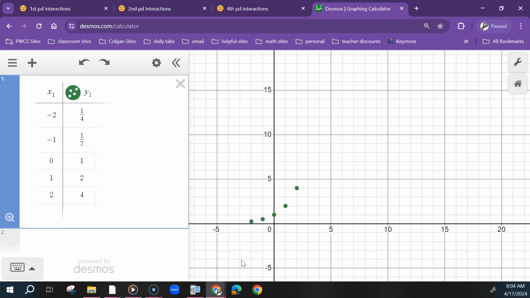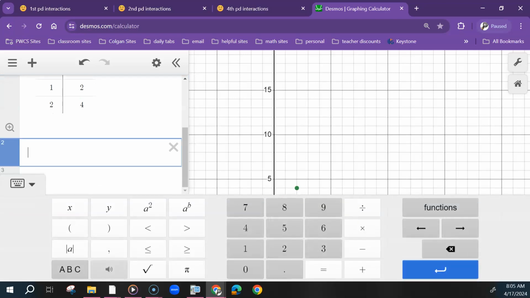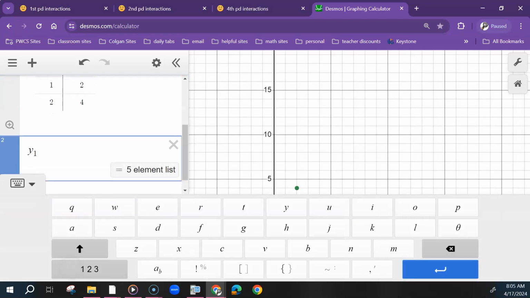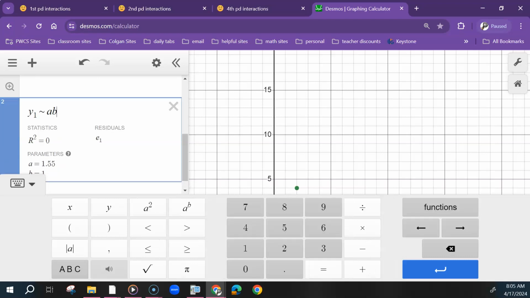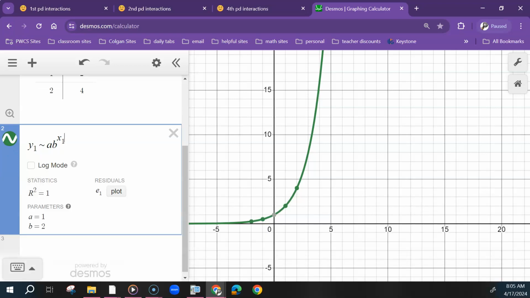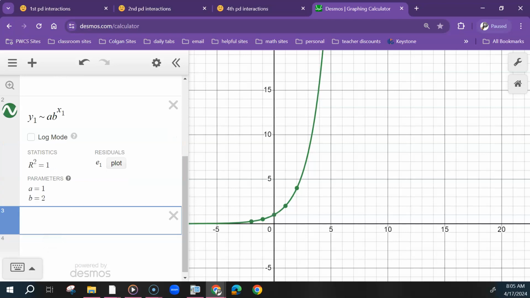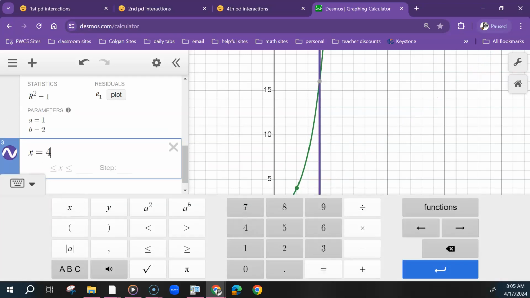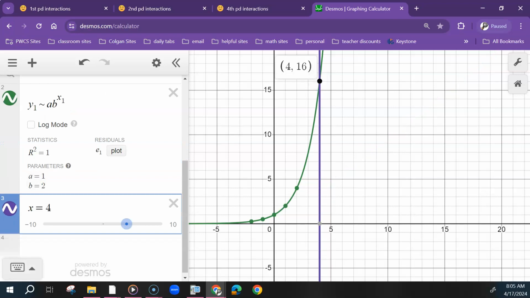And then on the back of this page shows your equation, similar to the other one for using x1 and y1 and the tilde. So y1 tilde a b to the x1. And it's going to give us the same thing. And if I wanted to find the y value when x is 4 or negative 4, I could type in x equals 4 and find that point. So that y would be 16.